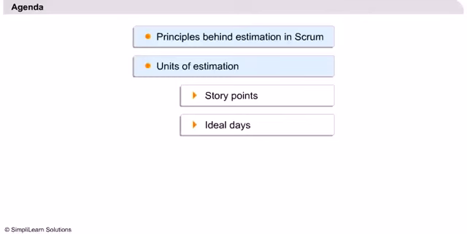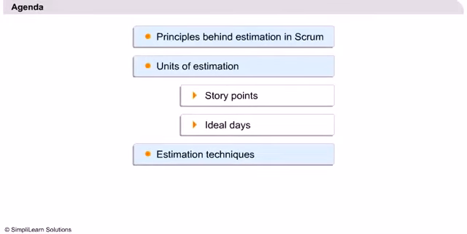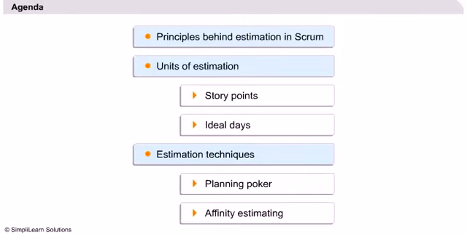Next, we will look at the units of measuring size of software, typically on an Agile project. We use either story points or ideal days to express the size estimate. Then we talk about the techniques of estimation that are commonly used on Scrum projects. Here we focus on two techniques called planning poker and affinity estimation. We will now start off by looking at the principles behind Scrum estimation.